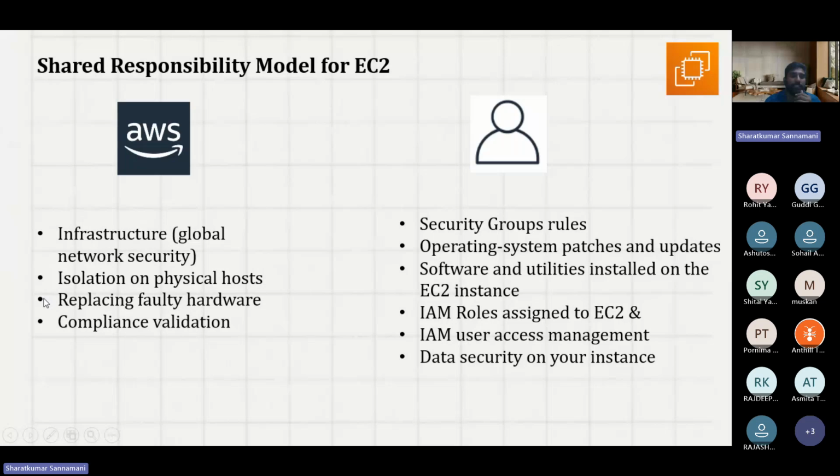And the last one is replacing faulty hardware. For example, some issue may occur. They are giving thousands of services to end customers, so there could be chances of hardware failure. AWS will take care of all those faulty hardwares and replace them immediately.